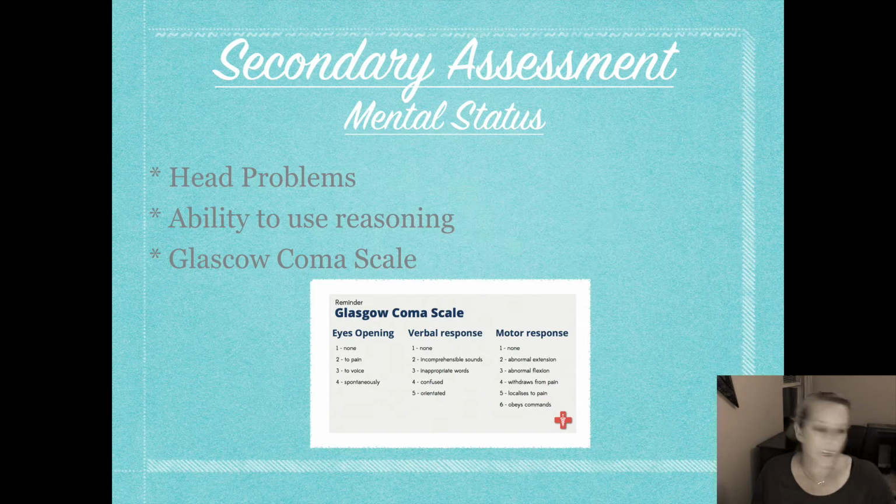And one of our most reliable is the Glasgow Coma Scale. Remember that a rock actually has a GCS of 3, and our maximum is 15, with eyes being a 4, verbal being a 5, and motor being a 6. So word of advice, I would go ahead and memorize this scale right here.